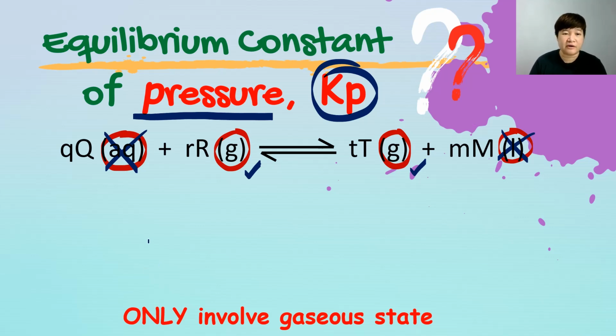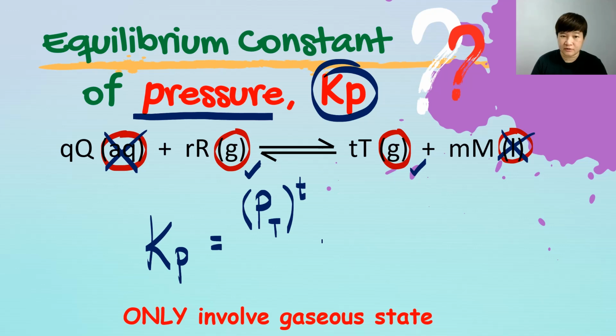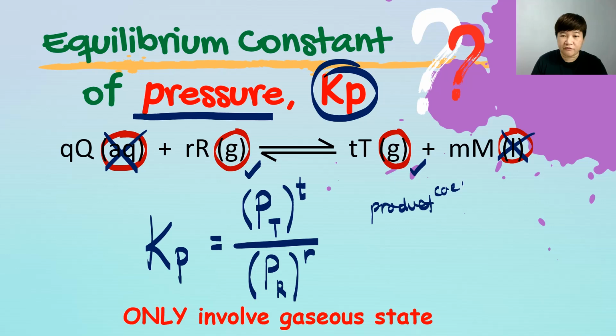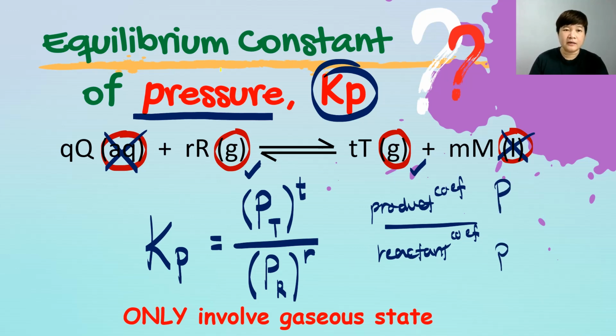But the concept will still be very similar, where you have your Kp written, and then you will take your product over your reactant. So your product over here is the partial pressure of T to the power of its coefficient versus the partial pressure of R to the power of its coefficient. So we are still taking product to the power of its coefficient over the reactant to the power of its coefficient, but in terms of partial pressure. Okay, so bear that in mind. For pressure, we will only take count of the gaseous state.